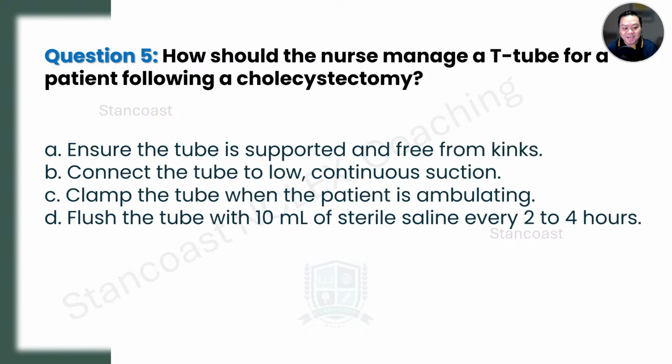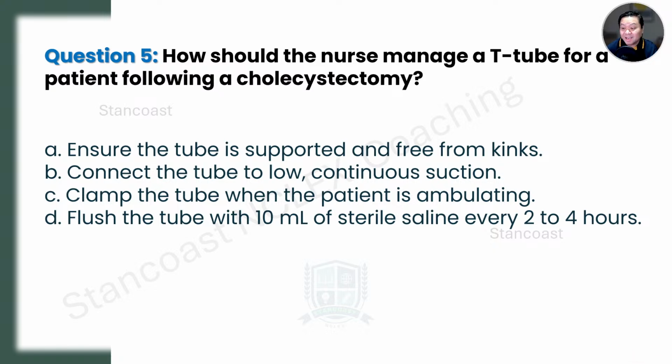Let's take number 5 this time. How should the nurse manage a T-tube for a patient following a cholecystectomy? A. Ensure the tube is supported and free from kinks. B. Connect the tube to low continuous suction. C. Clamp the tube when the patient is ambulating. D. Flush the tube with 10 ml of sterile saline every 2 to 4 hours.